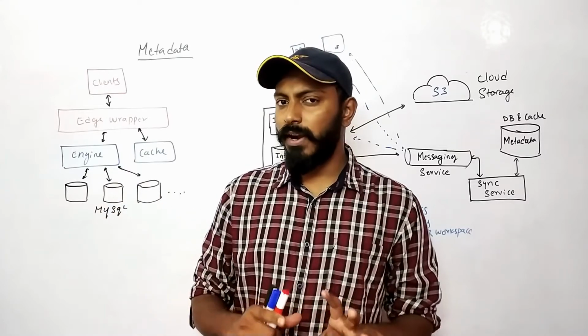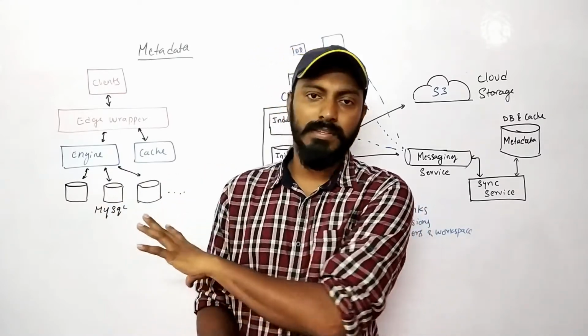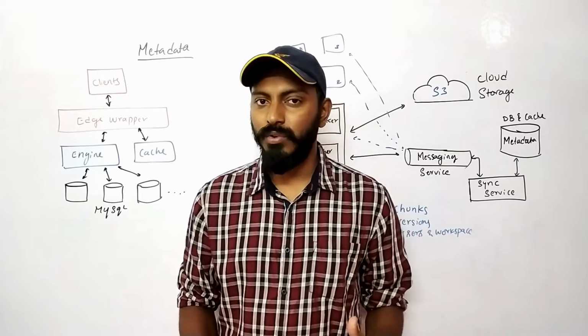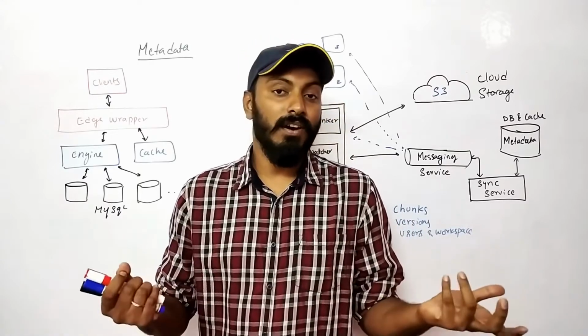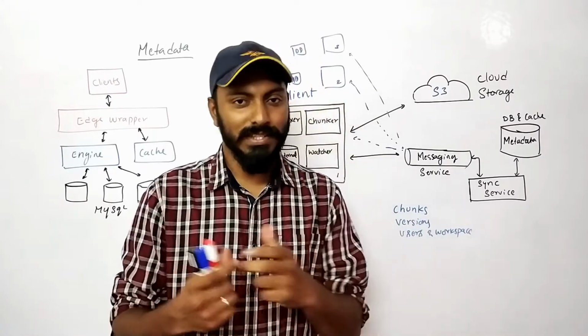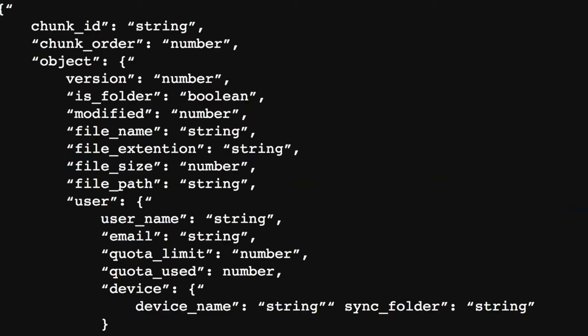Before learning about this, we also have to learn the structure of the information we want to store. That is the actual metadata, and this is how it looks. It is a kind of JSON which has the chunk ID, the chunk order, and all the information about the object.